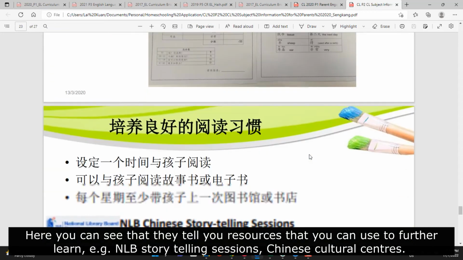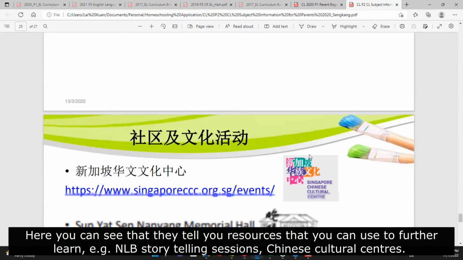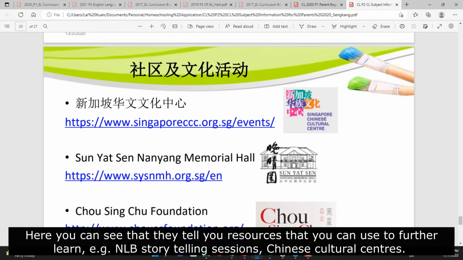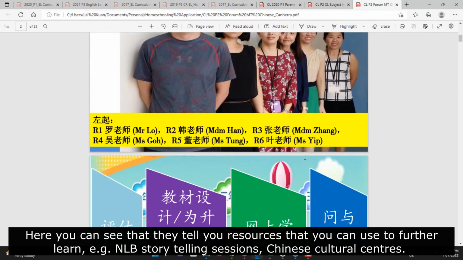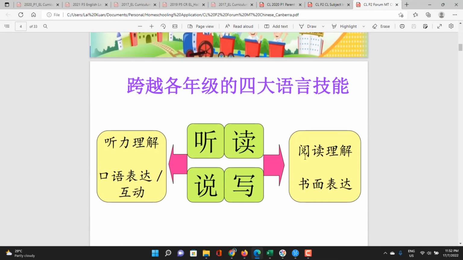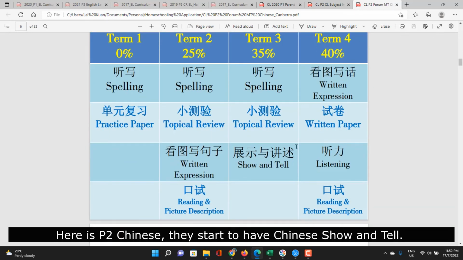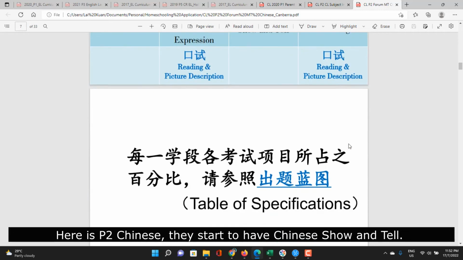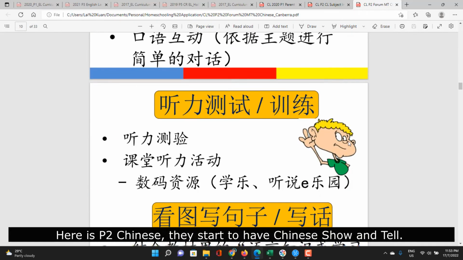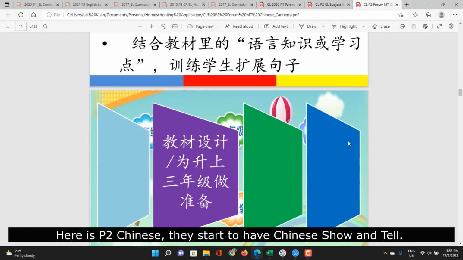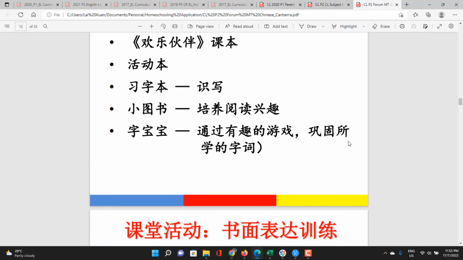So again, you will see they tell you some resources, like you can cite NLP Chinese storytelling, and then you can see all these kinds of foundations or culture centers where you can go for additional resources for your child, right? Here, this is primary 2, I think. Yes, this one, they have show and tell in Chinese, so you can start introducing that. Primary 1 has no show and tell. It's just simple conversation. But you can see the resources are the same, but this is for P2.